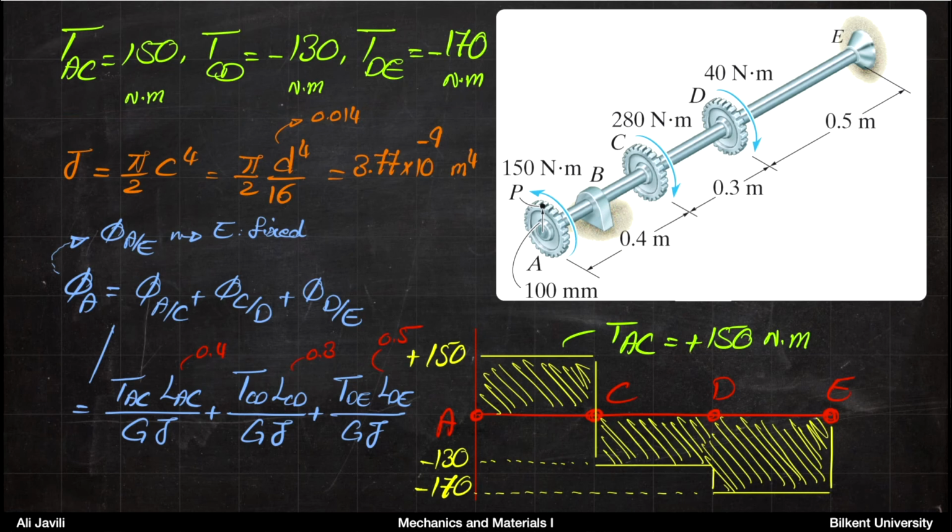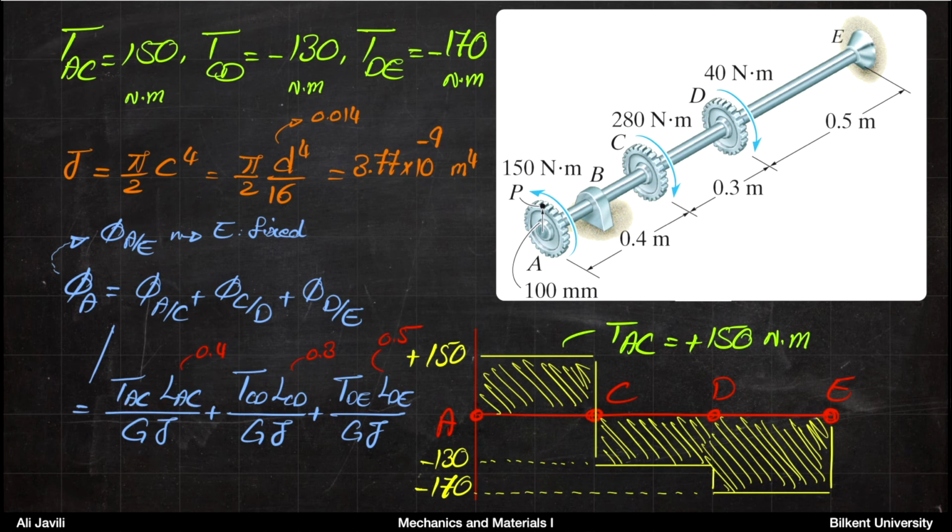So all you have to do is to calculate phi A, which is phi A with respect to C, plus C with respect to D, plus D with respect to E. And then again, we know E is fixed, so phi A with respect to E is the same as phi A, because E is fixed. And then for each part, you use the formula TL over GJ. But then again, you particularize that formula with respect to each section. So it would be T_AC L_AC divided by G_AC J_AC.